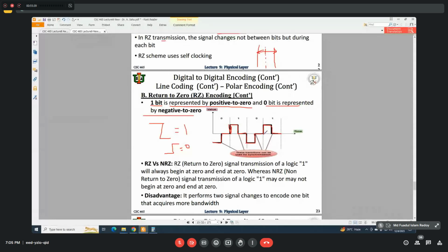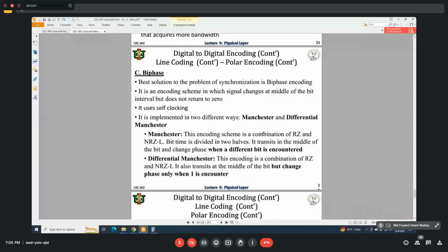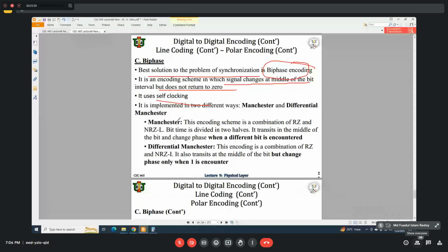Yes, sir. Okay. So now we can go for the biphase. The best solution to the problem of synchronization is the biphase encoding. It is an encoding scheme in which the signal changes at the middle of the bit interval but does not return to 0. So it uses self-clocking. It is implemented in two ways, the Manchester and differential Manchester.